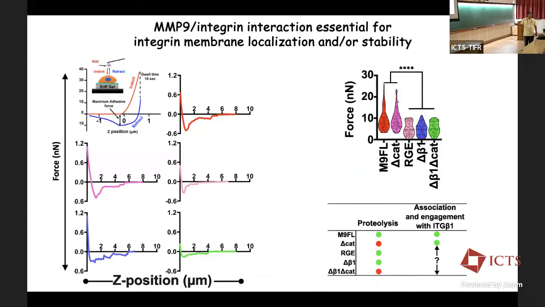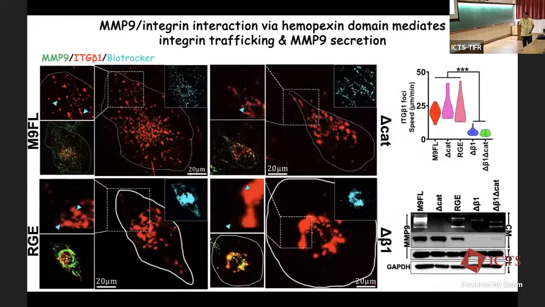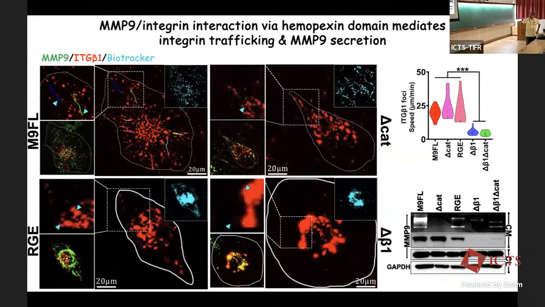So I can quantify that force, and what you find is in full length and delcat cells it is comparable. In RGE cells it is dropped, similar to delta beta 1. So this suggests that this interaction is somehow controlling how many integrin molecules are actually reaching the membrane, or how long they are stable on the cell membrane, so that they can form adhesions. So how do we assess that question?